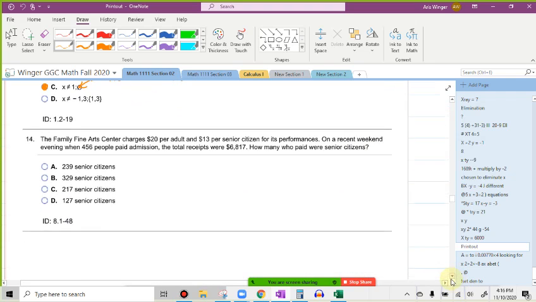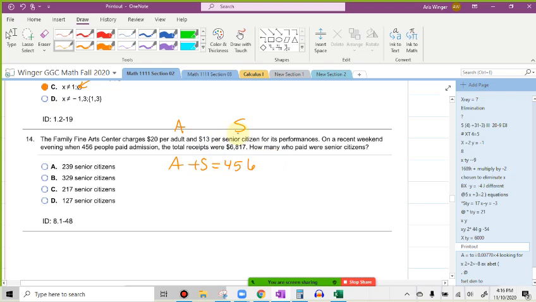Let's see if we can label. The Family Fine Arts Center charges $20 per adult ticket, $13 for every senior citizen ticket for its performance. On a recent weekend evening, there were 456 people, adults and senior citizens. The total receipts were $6,817. How many who paid were senior citizens?